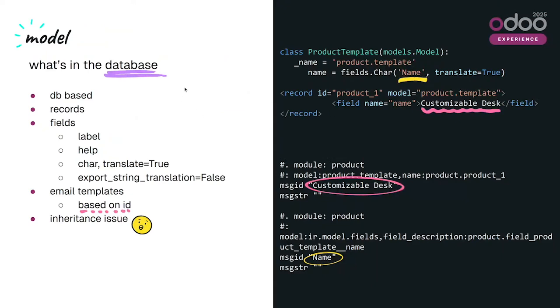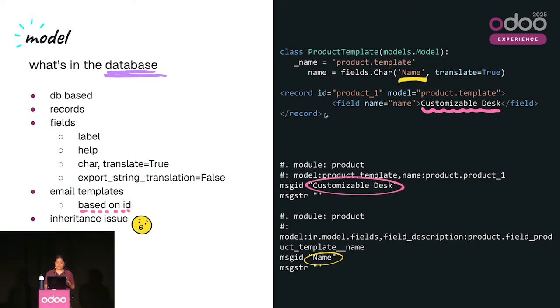So the model is what's stored in the database. So for this, it's things such as the field, if you have a string label for it. If you have records, such as some demo data, I've got my customizable desk. It's also things that are automatically translated, like the help of the field. And if you want to do something like, for example, name, I want to be able to translate the name of my products. Then you add in this translate equals true, and then it's also stored in the database as a JSONB, where it'll say, okay, in English it's this, and then all the other languages that you need, it'll have that stored as well in the database.